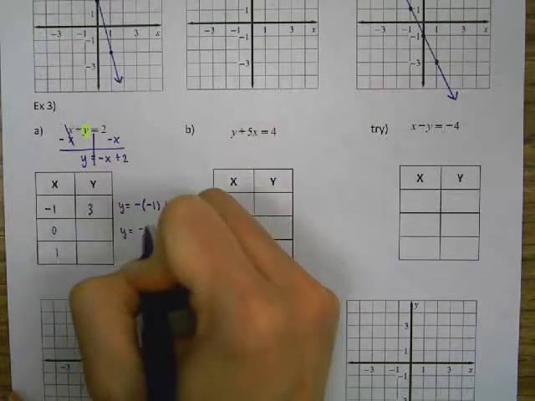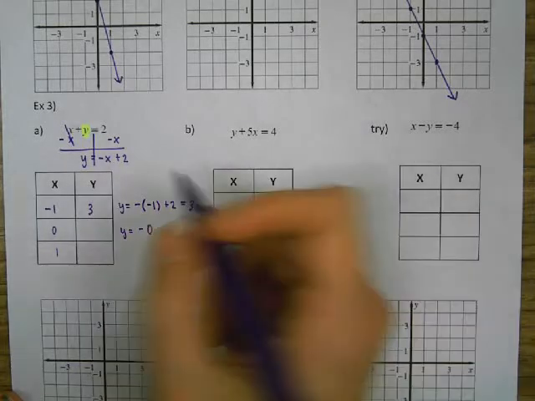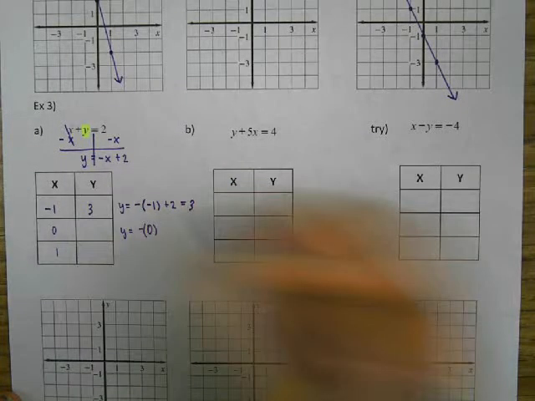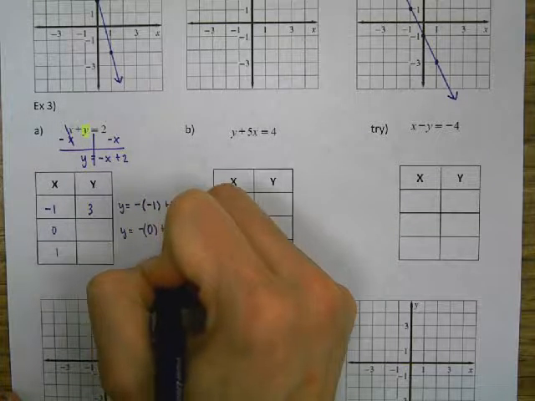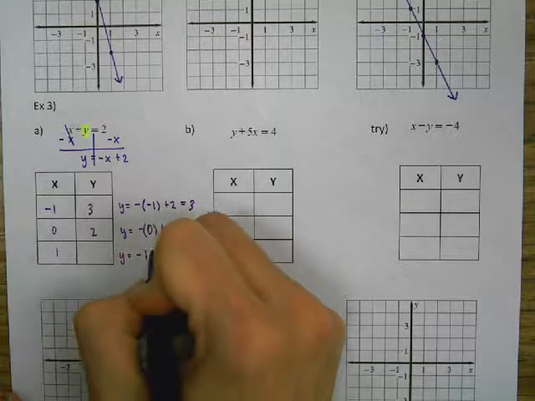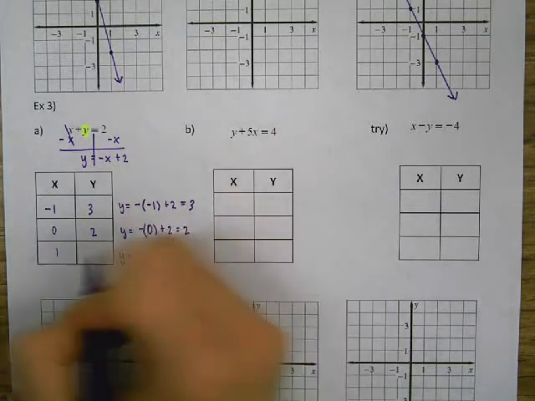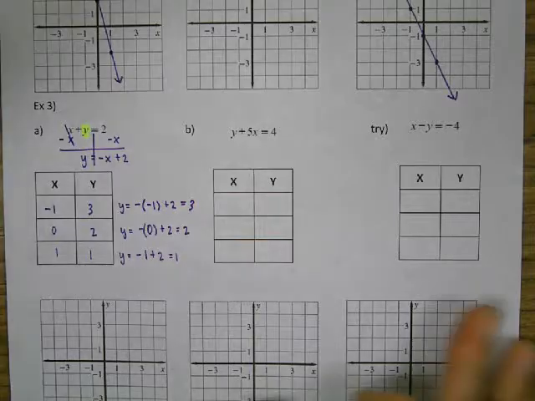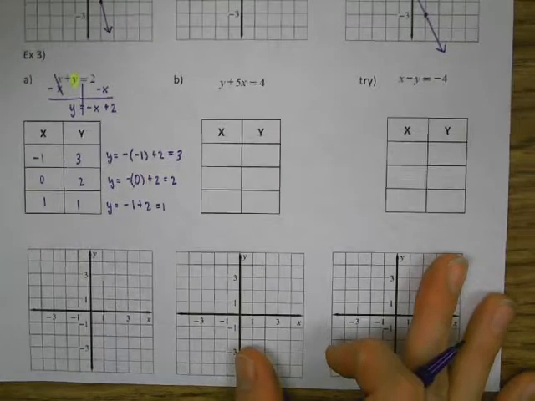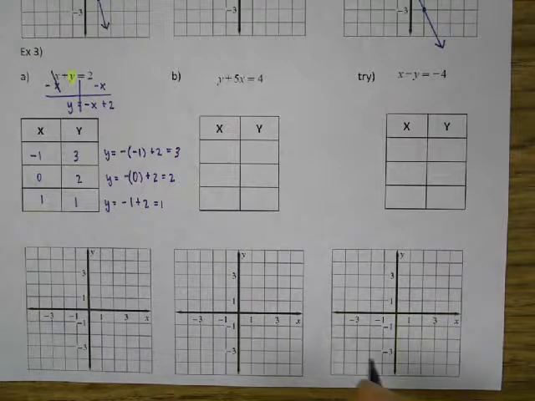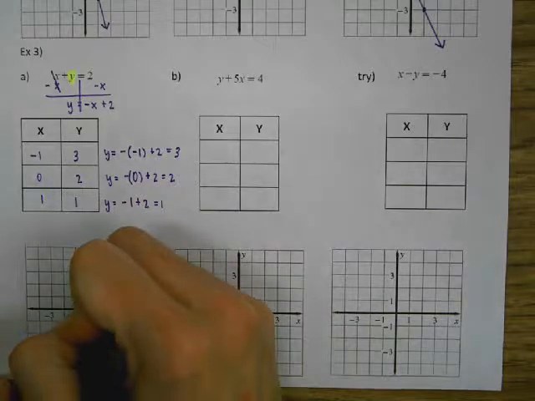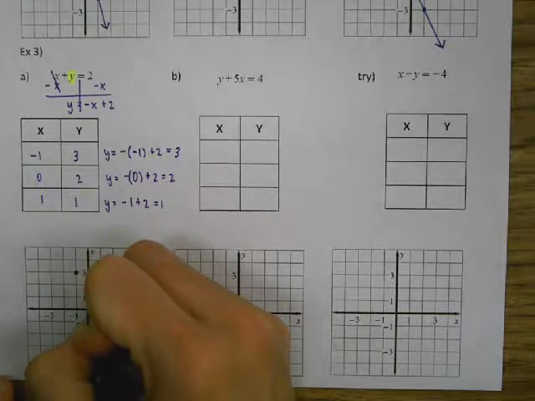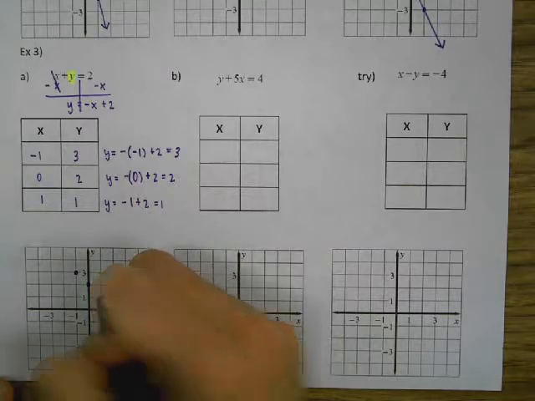Then I have y equals negative, well, really we don't have the negative of 0. Still 0 plus 2, so that's just equal to 2. And then y equals negative, my x is 1, plus 2 is a positive 1. And so then I can go ahead and graph those 3 points. So I have negative 1, 3, 0, 2, and 1, 1.